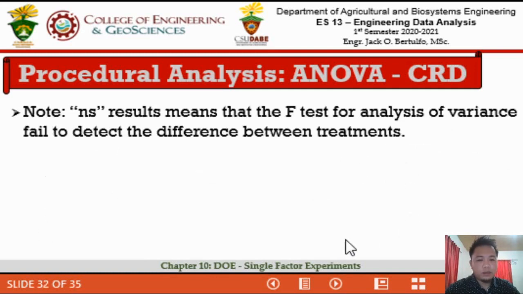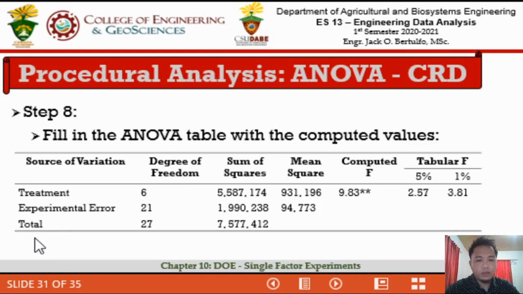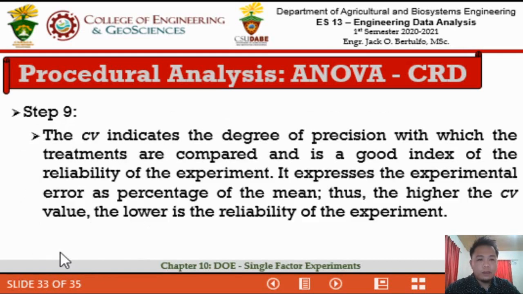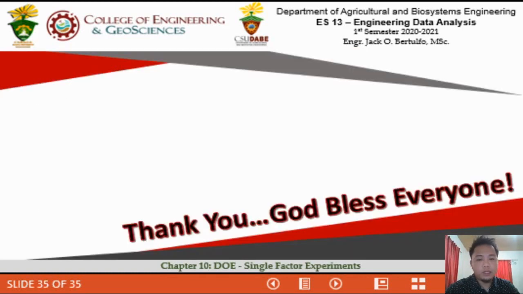Some of them put CV at the bottom part, and 2 asterisks mean highly significant. Okay, so step 9. The CV indicates the degree of precision with which the treatments are compared, and it is a good index of the reliability of the experiment. It expresses the experimental error as a percentage of the mean. Thus, the higher the CV value, the lower the reliability of the experiment. So it is better if our CV is small.